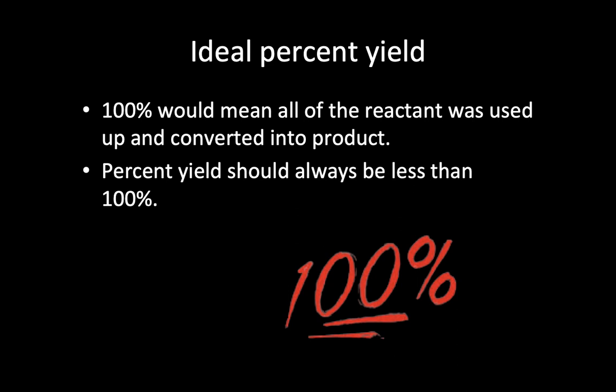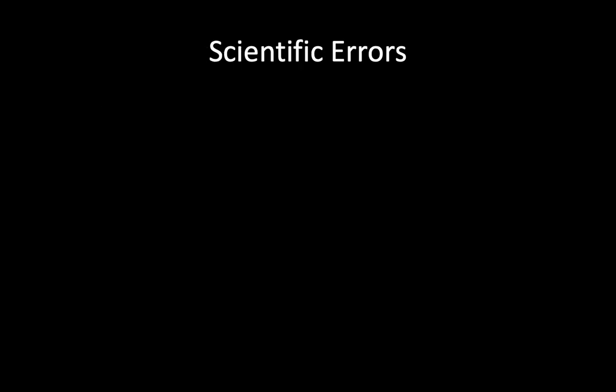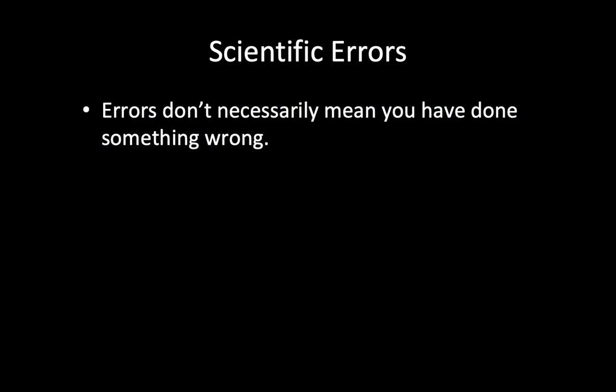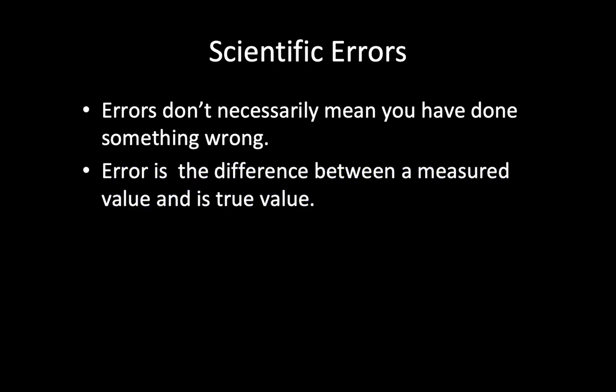Now I want to take a moment and pause and look at what scientific error is and what it means. One of the things you could keep in mind is that errors don't necessarily mean you have done something wrong. Do not say things like, I miscalculated. If you miscalculated, fix that. What this is talking about is things that could be introduced into either procedure or materials that cause our values to be something other than what we expected. When we're talking about scientific error, we're talking about the difference between what we got and what was true, what should have been.